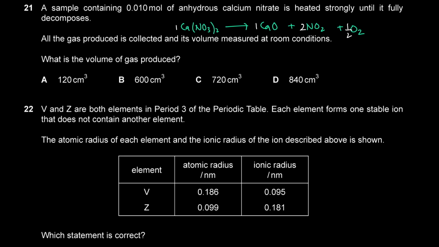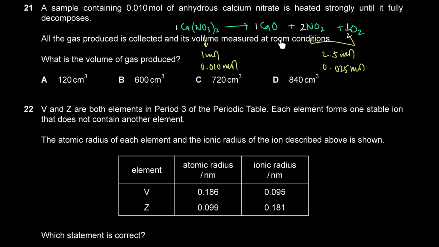So what we can see over here is that 1 mole of the nitrate gives us 2.5 moles of gas. So if I have 0.010 moles of the nitrate, that's what they've told us in the question, I'm going to get 2.5 times the number of moles of gas. So in this case, I would get 0.025 moles of gas.